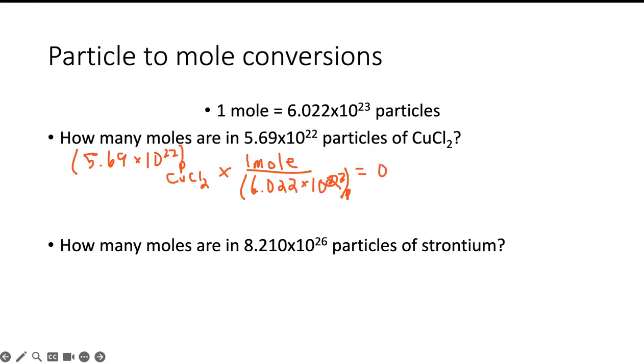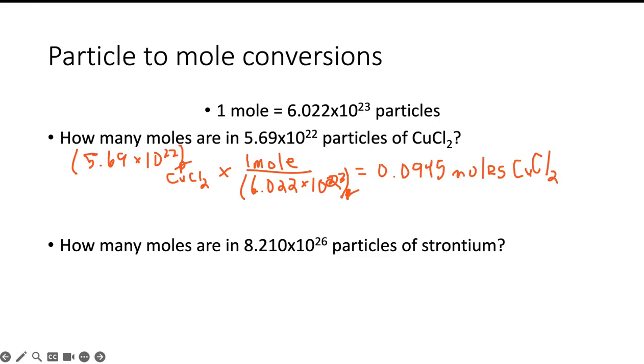I get 0.0945. So we can talk about significant digits later, but there are 3 significant digits in this number. And I have moles. Moles is the thing that I wanted to get to. And the reason why I get moles is because particles cancel out. I have particles in the numerator over here, and particles in the denominator right there. They cancel out, and I'm left with moles. And of course, this is of copper 2 chloride, CuCl2.